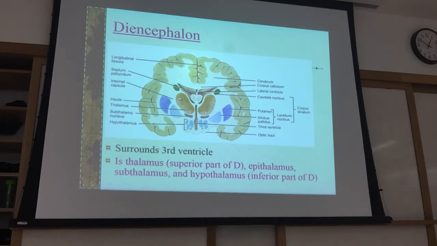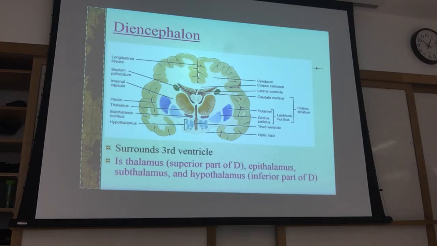To me, it looks like two little pieces of mandarin oranges. These colors are all just done by the artist. Your brain's not colored this way. So here's the thalamus right here, these two slices of mandarin orange. And then below that, in the teal ovals or circles, this area here, that's the hypothalamus.